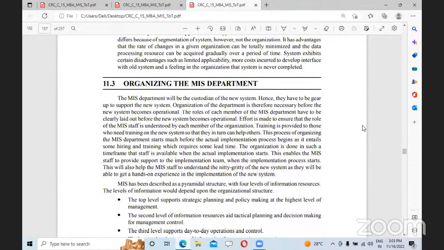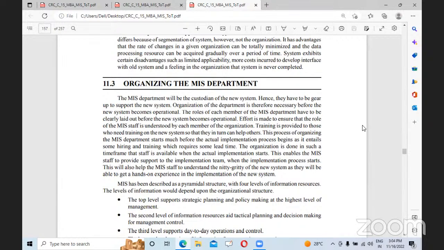Next concept is organizing the MIS department. Means, for example, any company, say Infosys, will have an HR department, marketing and finance, customer service, operations management, and investment management, like that. A number of departments will be there. In that, one department is the MIS department. The MIS department will be the custodian of the new system. Hence, they have to be geared up to support the new system.